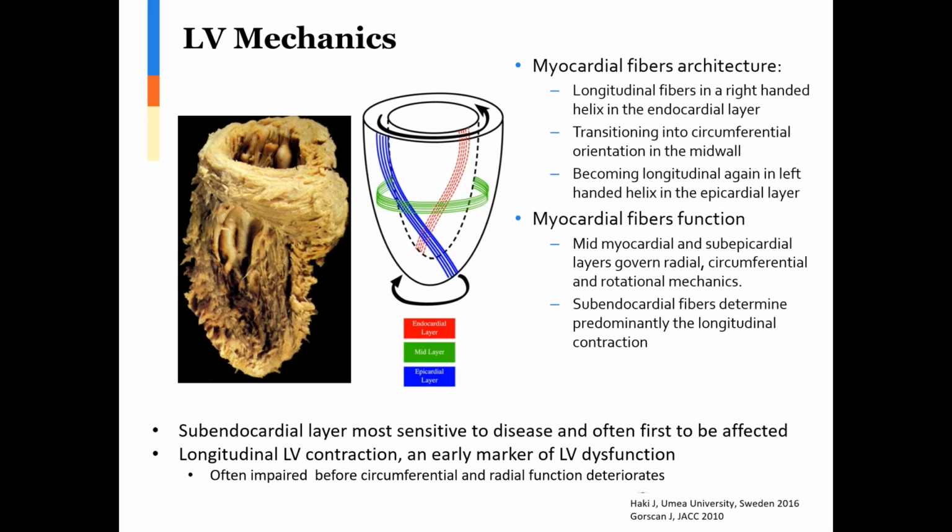And with regard to function, the mid-myocardial and subendocardial layers govern the radial, circumferential, and rotational mechanics, whereas the subendocardial fibers determine predominantly the longitudinal contraction. Such that the subendocardial layer is often most sensitive to disease and often first to be affected. Thus, longitudinal LV contraction often serves as an early marker of LV dysfunction, often impaired before circumferential and radial function deteriorates.